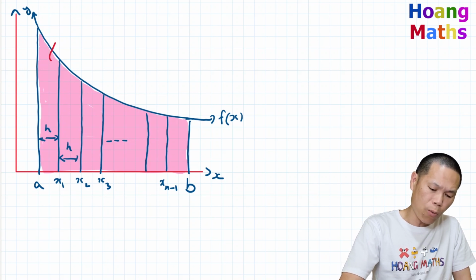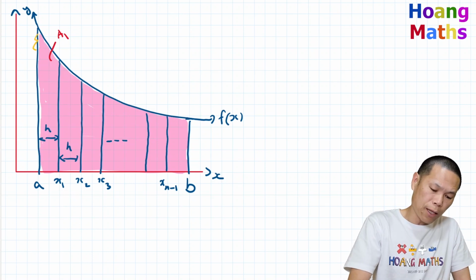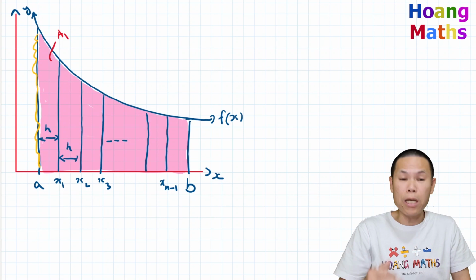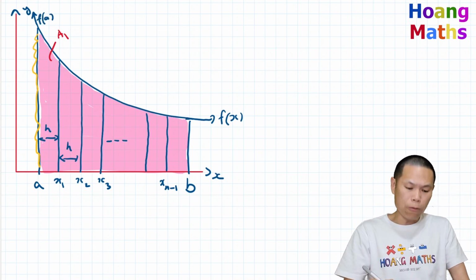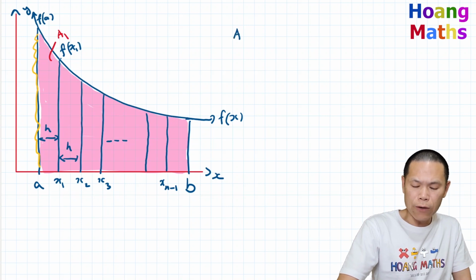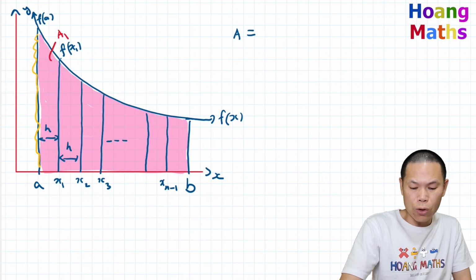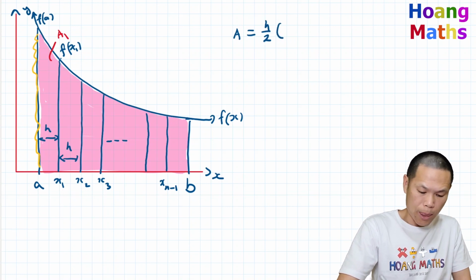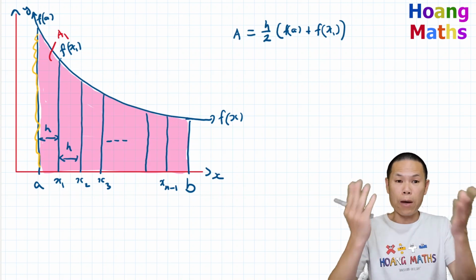Let's say this is area 1. To find the area of this, we need to find the length of this, and this must be f of a, the y value. And this length here must be f of x1. So the area of this is equal to a half of h, or h over 2, times f of a plus f of x1. That gives me the area of the first one.